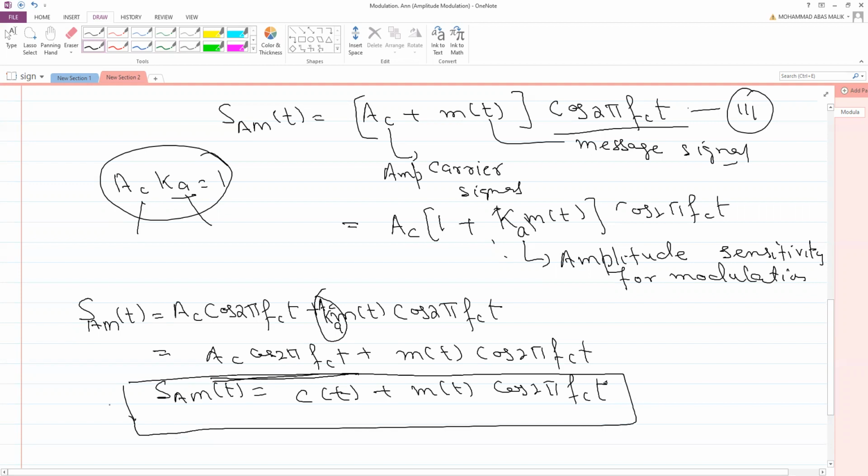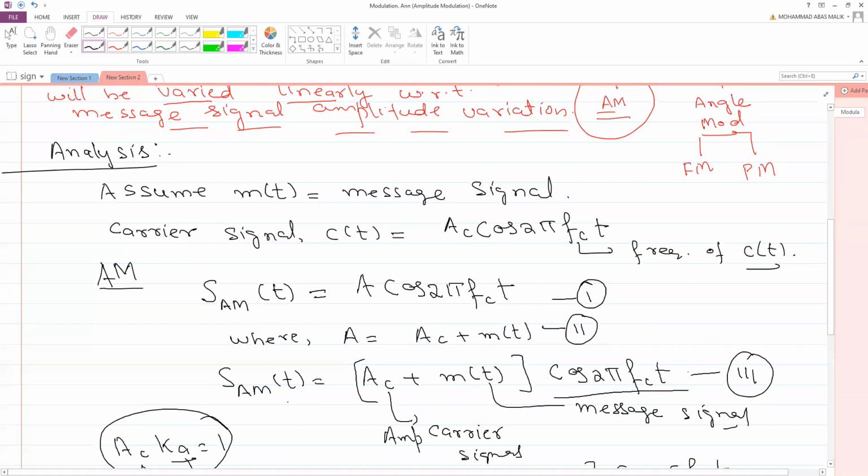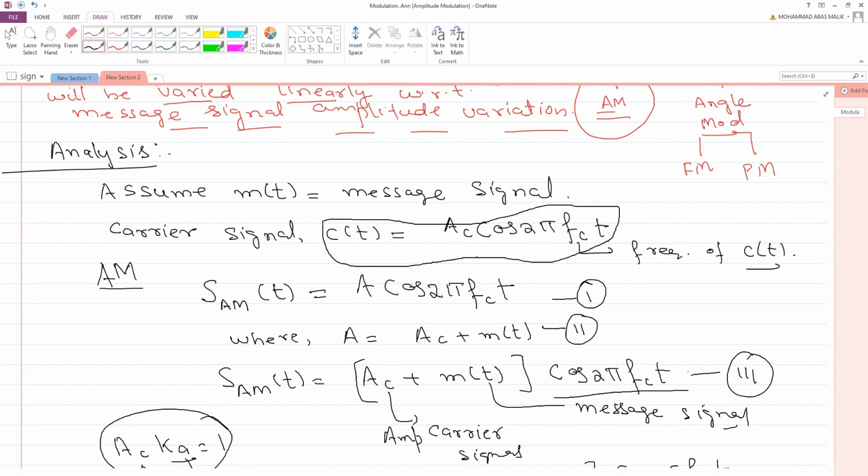Okay, anybody having doubt, please tell me. Sir, what is c of t? C of t is this, because you came late. C of t is not the frequency. C of t is your carrier signal, and it is equal to Ac cos 2 pi fc t. It's a sinusoidal signal having amplitude Ac and frequency fc. This is a sinusoidal signal having frequency fc and peak amplitude Ac, right?